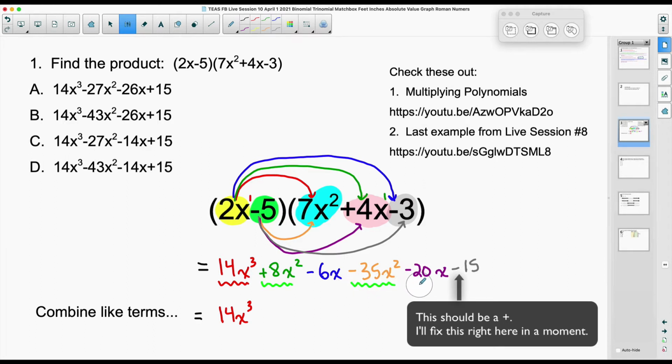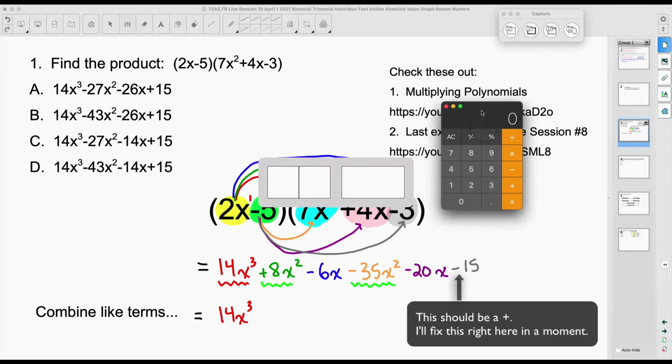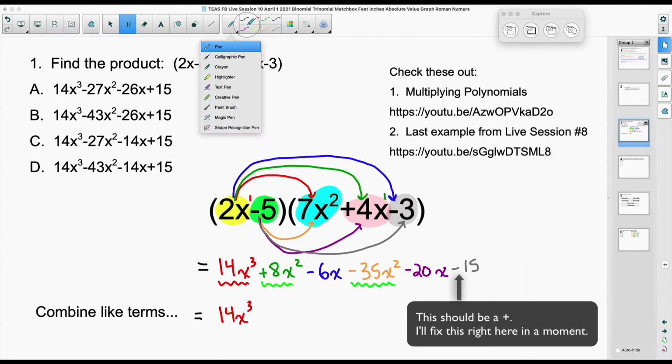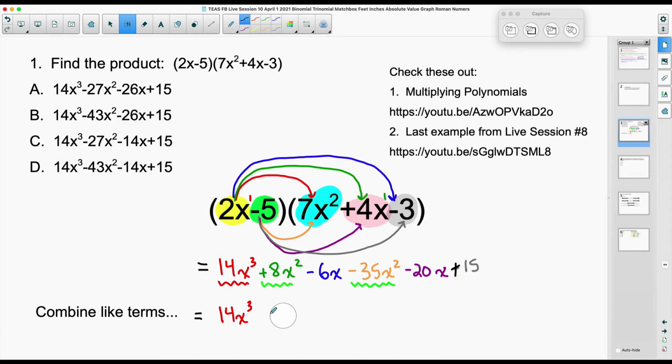Now I know that looks like minus 35, or you may think minus 35. Well, good news. If you have at least one positive number and you're trying to add or subtract, let me just load up a basic calculator here. 8 minus 35 is going to be a negative number. Oh, and I see I said positive and I wrote a negative. Boom, let me fix that. Sorry about that. So that is a positive 15. But back to this combining like terms.